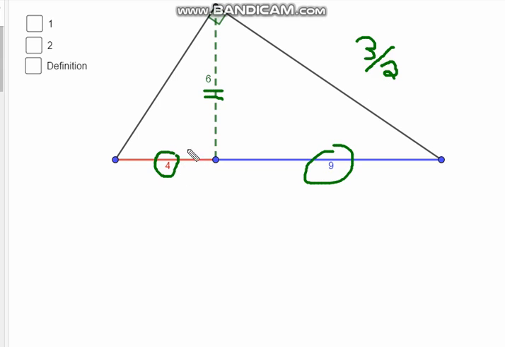1.5. If I take 1.5 times 4, I get 6. If I take 1.5 times 6, I get 9. Okay, so 3 halves is the common product. So the number 6 is called the geometric mean, but it turns out that every right triangle has these properties.